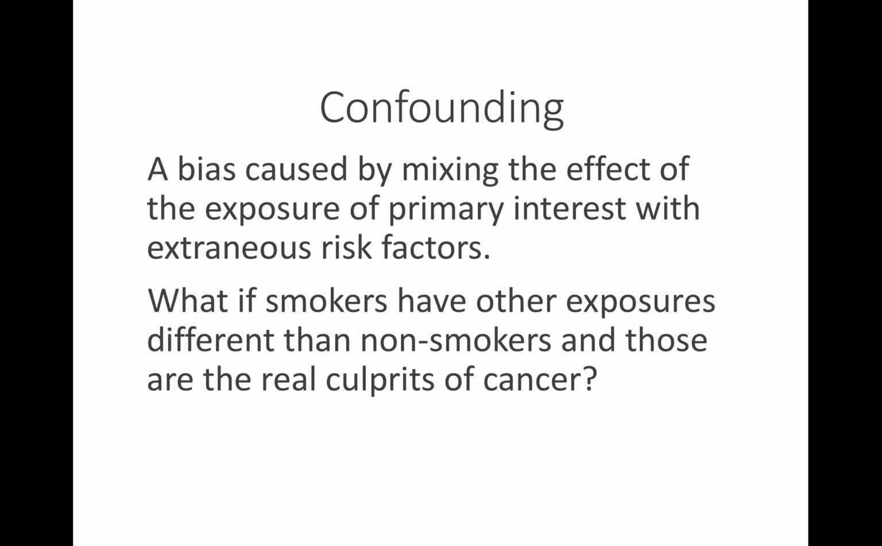So we remember that confounding is a bias. At the end of the day, it is a bias because it is something that could potentially lead us to getting some misleading results. And so it's a bias that's caused by mixing the effect of the exposure of primary interest with extraneous risk factors. So as we've been studying the associations between exposures and diseases, confounding variables are these variables that can come into play and mix with our exposure of interest and could actually explain the associations that we find.